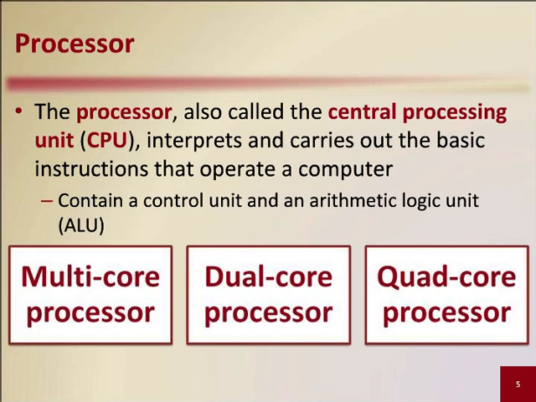The processor, also called the central processing unit, is the electronic component on the computer's motherboard that interprets and carries out the basic instructions that operate the computer. The power of personal computer processor chips has grown at an amazing rate. Processors contain a control unit and the arithmetic logic unit that work together to perform processing operations. Most processor chip manufacturers offer multi-core processors, including the dual core that contains 2 separate processor cores and the quad core that contains 4 separate processor cores.